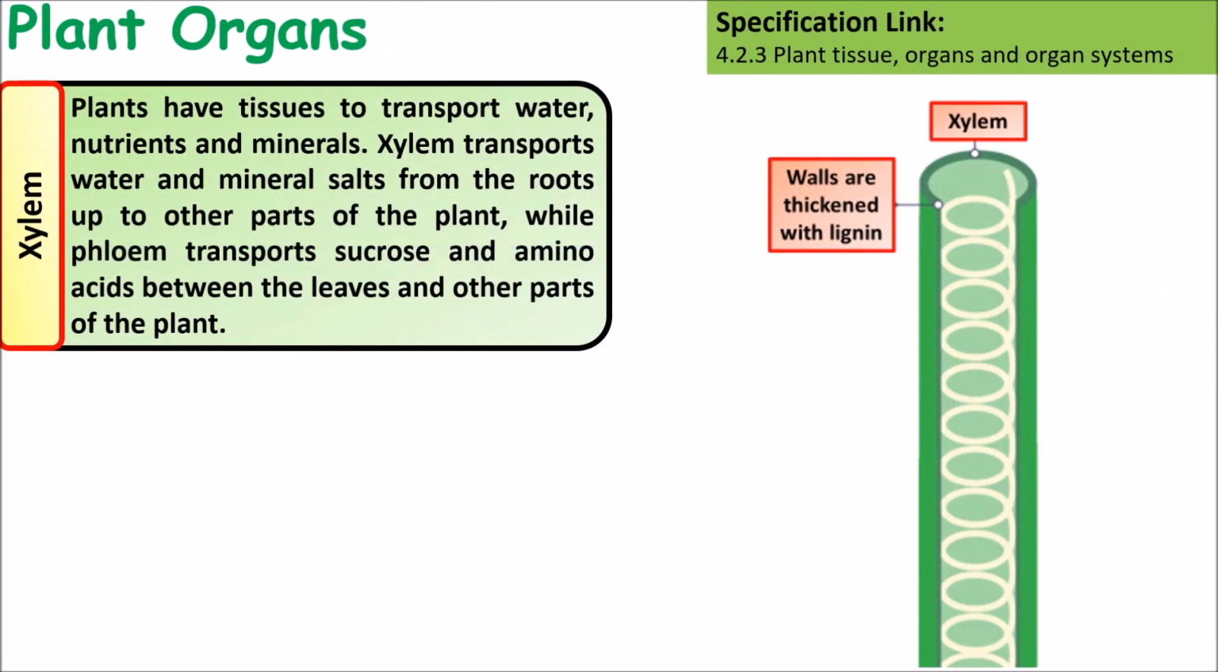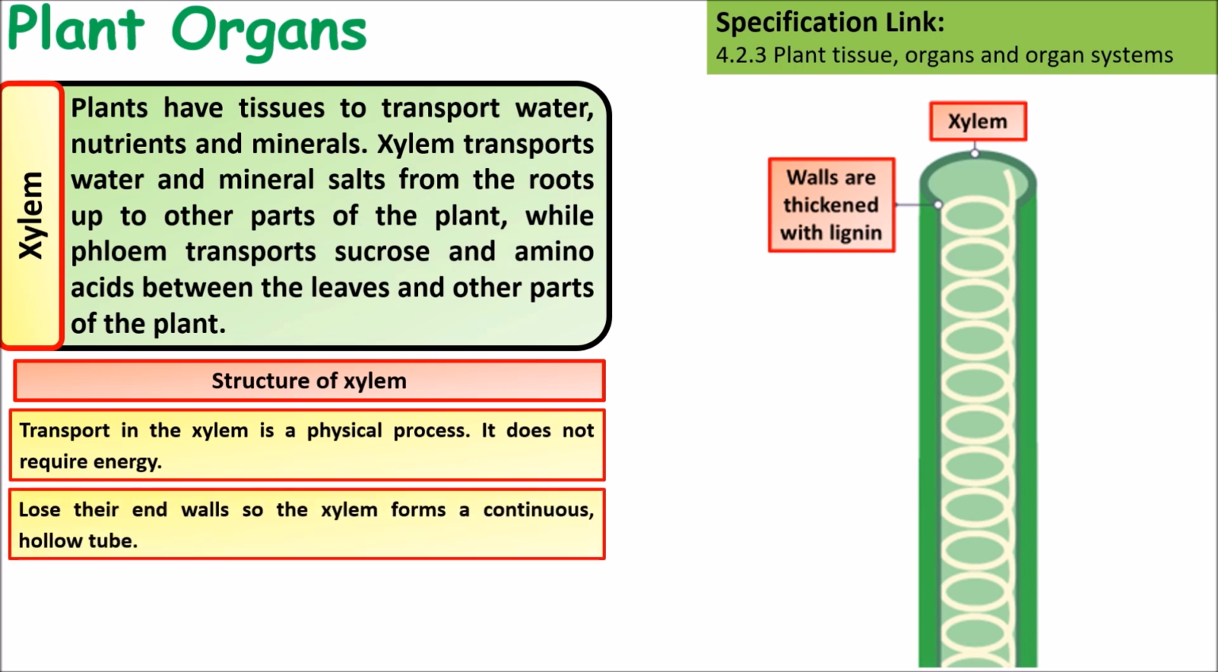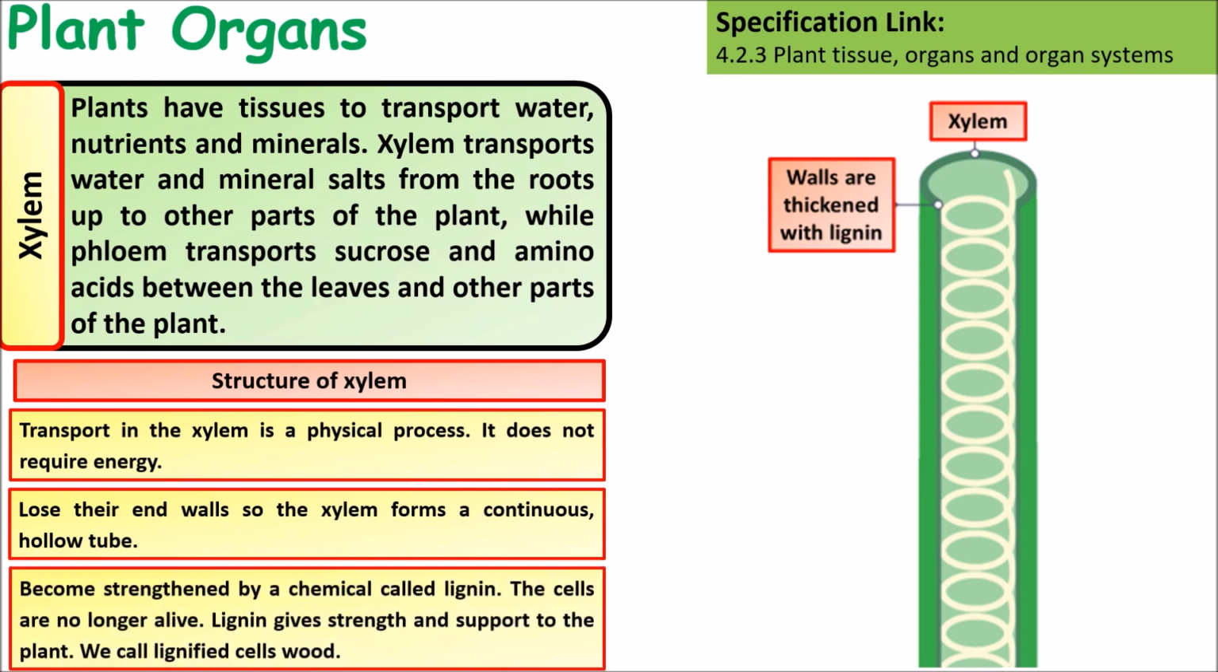So plants have two specialised tissues to carry water and nutrients. Xylem transports water and mineral salts from the roots up the plant. Transport in the xylem is a physical process. It does not require energy. They have strengthened walls and are hollow at the end, so they're made up of xylem cells which are hollow, and they become strengthened by a chemical called lignin. So the cells in the xylem are no longer alive, so the lignin helps give them support to help keep them upright.